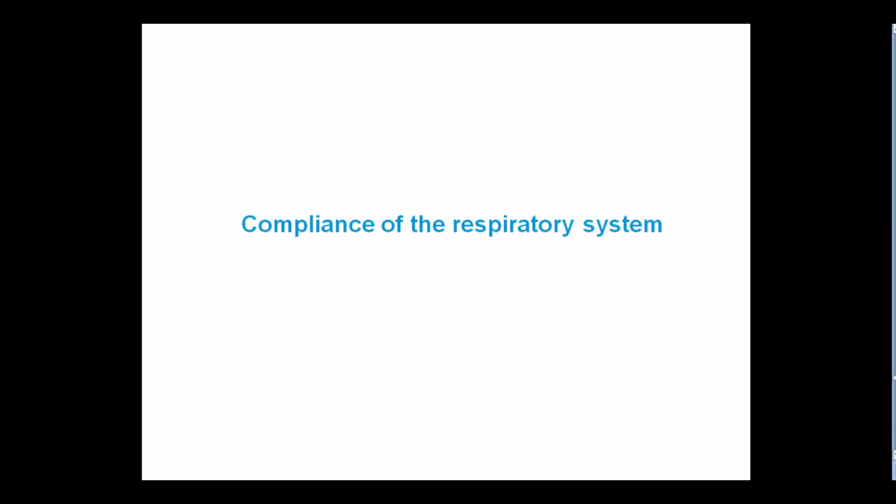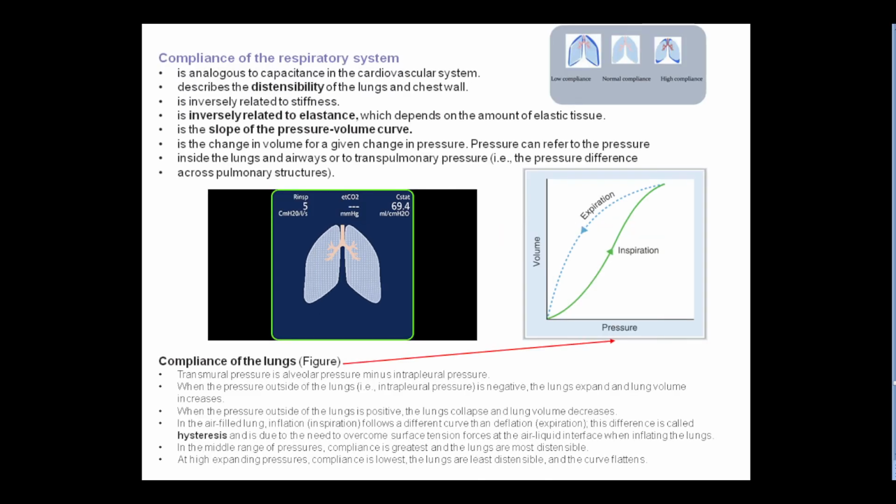Now, one more question which you were asking is about the compliance of the respiratory system. You have the same term applied to the cardiovascular system, and basically it describes distensibility of the lungs and chest wall, as you can see on the cartoon animation. So it's inversely related to stiffness or elastic properties of the lung tissue. And it can be described with the help of the slope of the pressure-volume curve. So basically, it's the change of volume for a given change in pressure.